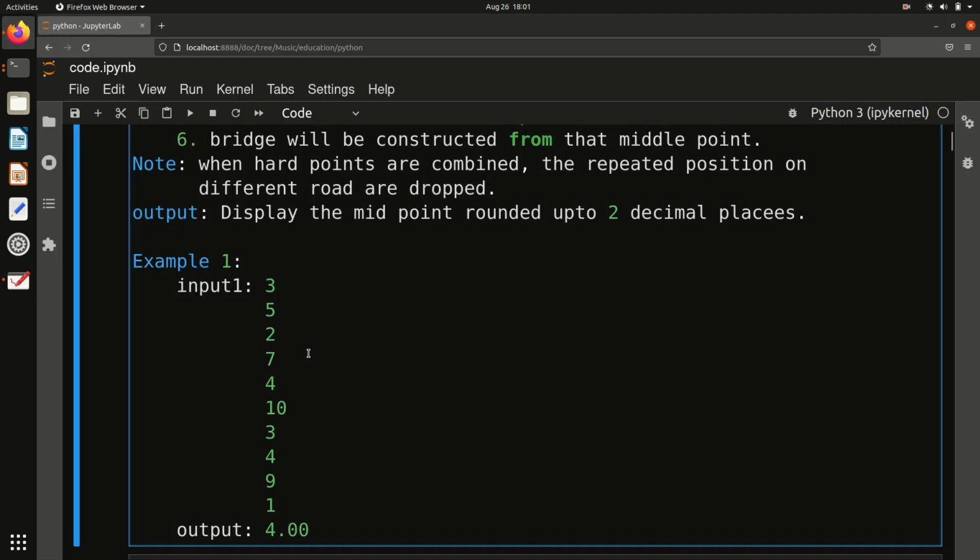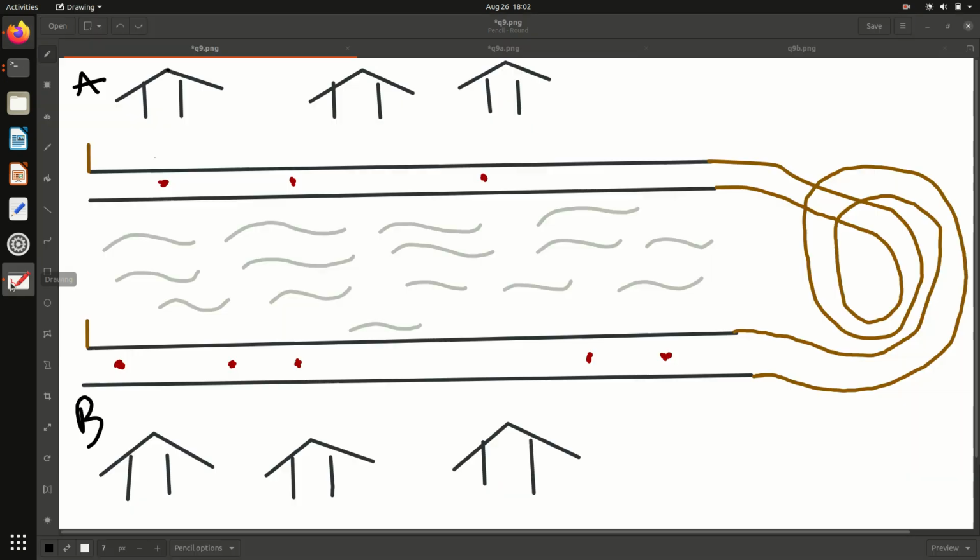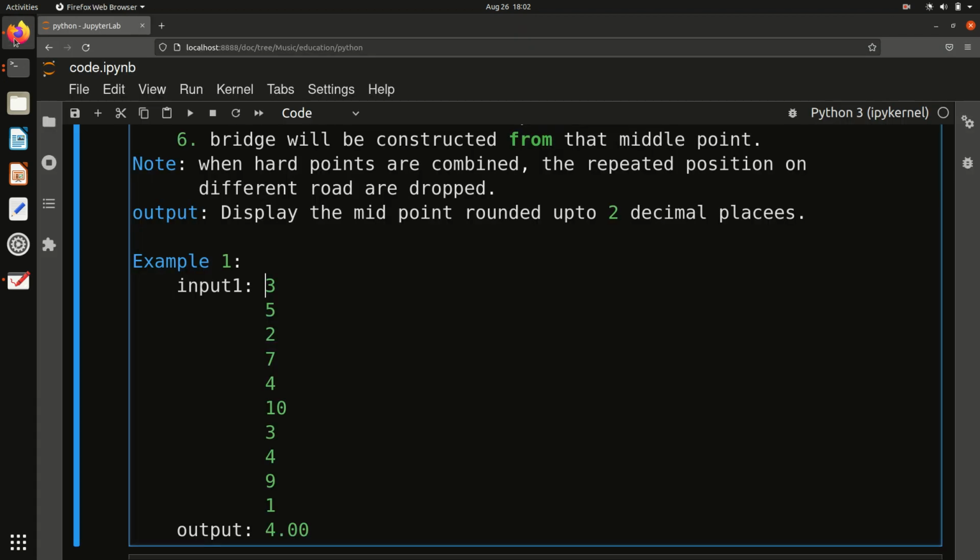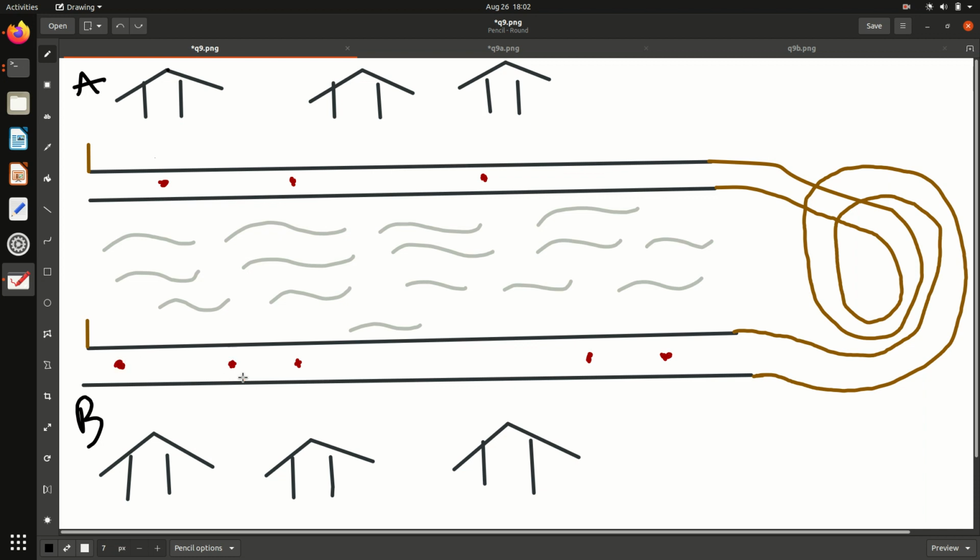Now see the input, how it will be given. The first line of input will be how many hard points there are on road A. It is 3. You can see the same thing I have drawn here: 3 dots for road A. The next line of input will say how many hard points there are on road B. It is 5. You can see on road B there are 1, 2, 3, 4, 5 hard points.